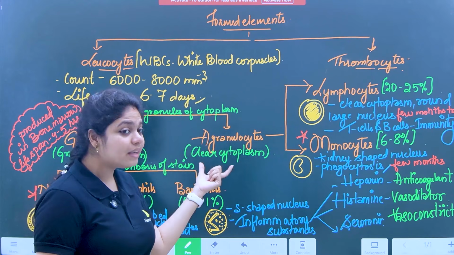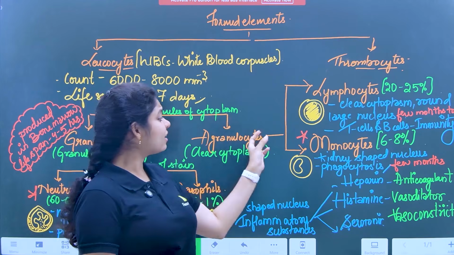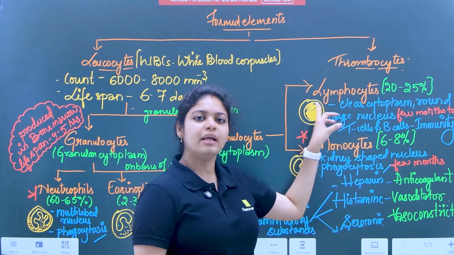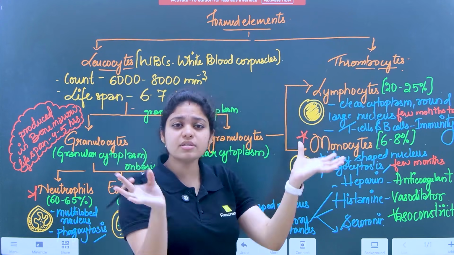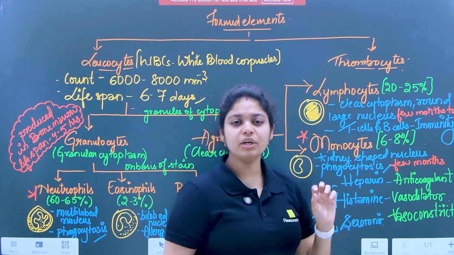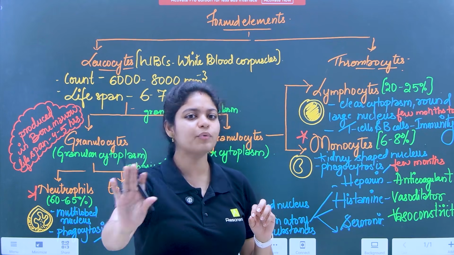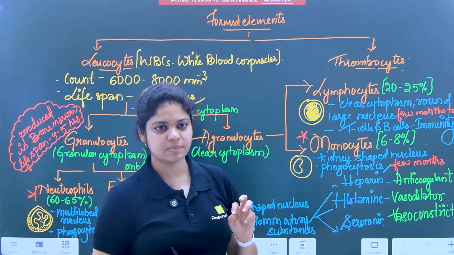Agranulocytes have a clear cytoplasm, meaning there are no granules in the cytoplasm. They can be further classified into lymphocytes and monocytes. Lymphocytes are 20 to 25%. They have a large central nucleus and are responsible for immunity because they produce T cells and B cells. What are those? For now you don't require that. Remember, those are nothing but immunity providing cells.